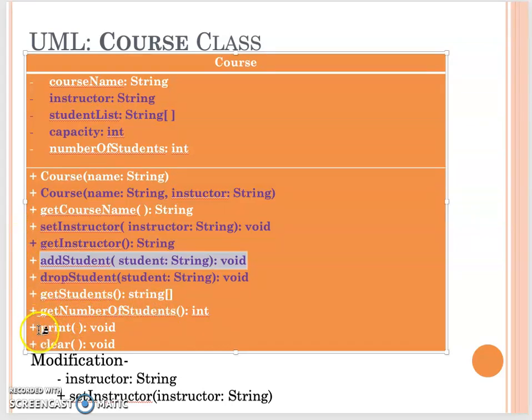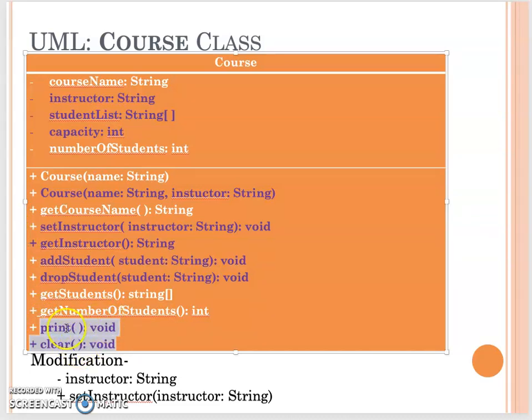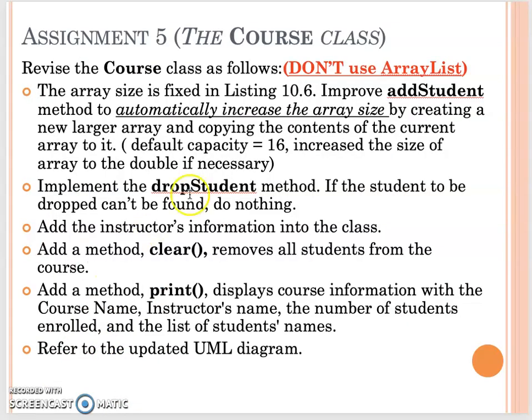So then I want you to add two more member functions, print and clear. The print function is to display all the students' names and the course information. Then we have clear to clear all the data, including the students. So that's the modification we want you to do. So actually this one is your assignment 5.